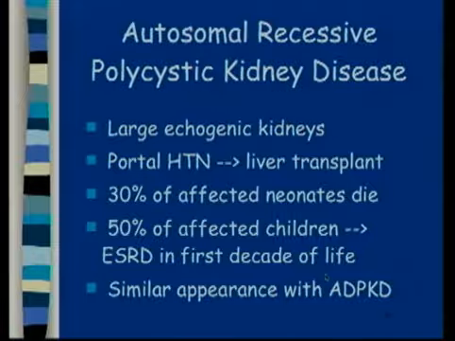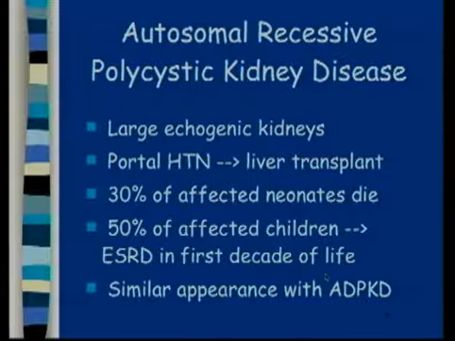Now, B was autosomal recessive polycystic kidney disease. And these are large echogenic kidneys that the babies end up with portal hypertension and often end up with liver transplants. 30% of them are affected and they end up dying as neonates. 50% of them will end up with end-stage renal disease or renal transplants in the first decade of life.